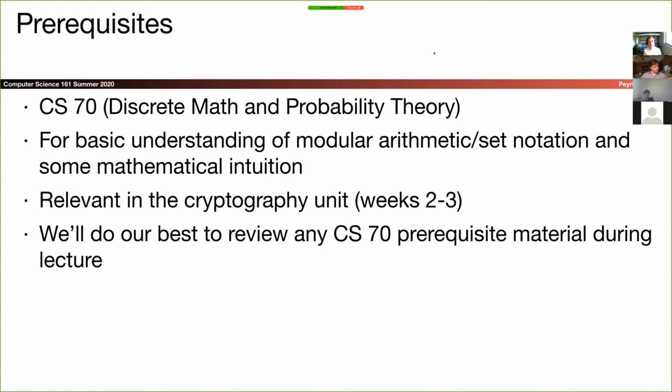So mostly this is only relevant in the crypto unit, which is, I would say, weeks 2 to 3. And again, after that and before that, you really don't need CS70 at all. Because we don't use that much CS70, this is probably the lowest priority prereq. We'll do our best to review any prerequisite material inside lecture. And if there's anything we don't go over and you're not sure, feel free to ask.